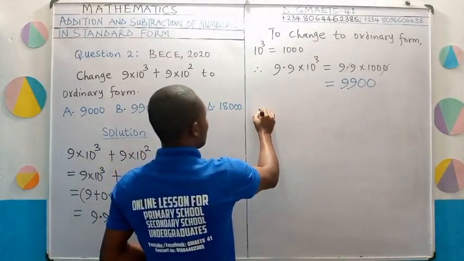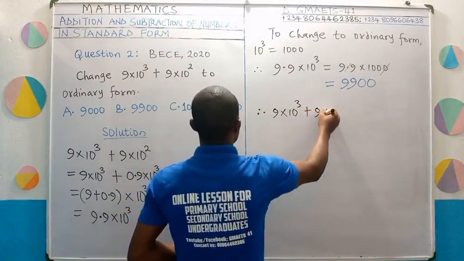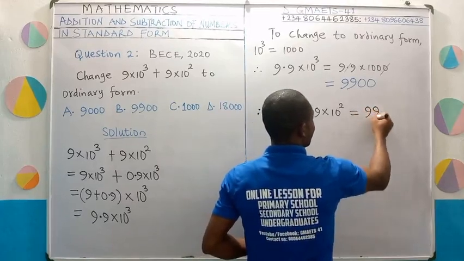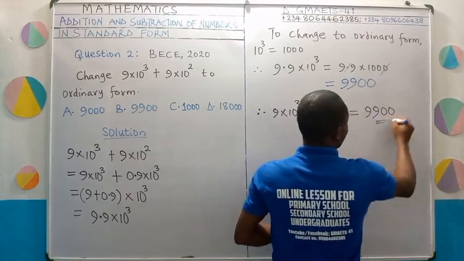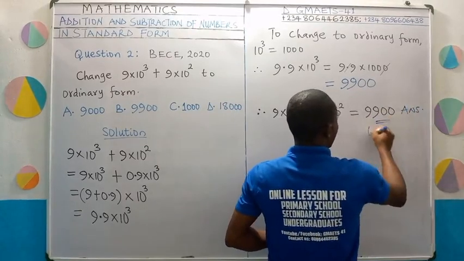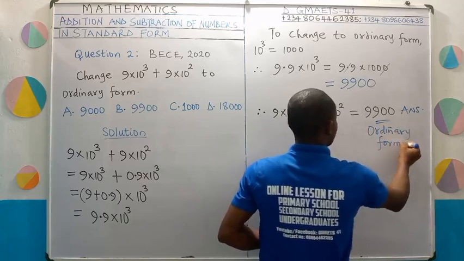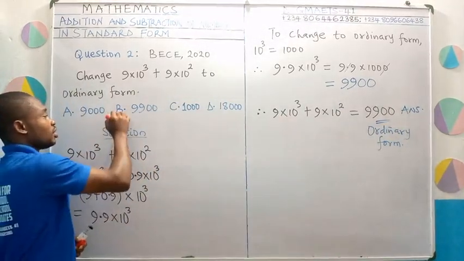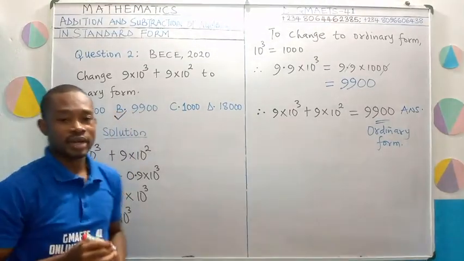So concluding, the question given to me, 9 times 10 raised to the power 3 plus 9 times 10 raised to the power 2 is equal to 9,900 in ordinary form. This is the ordinary form. Good. Coming over here, the correct answer is what? Option B. Option B is the correct answer.